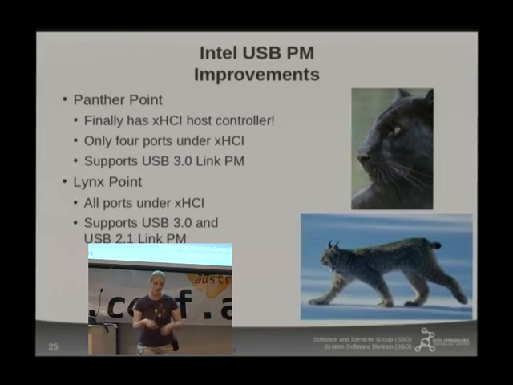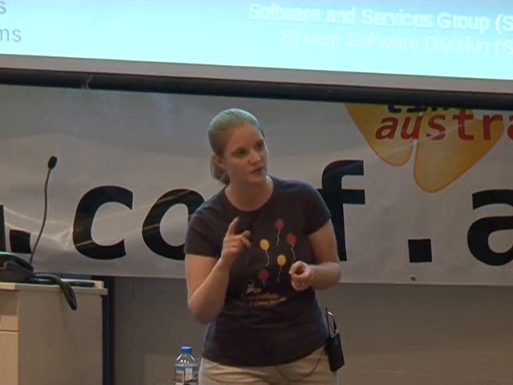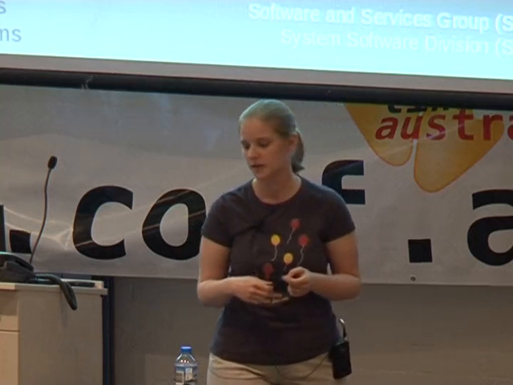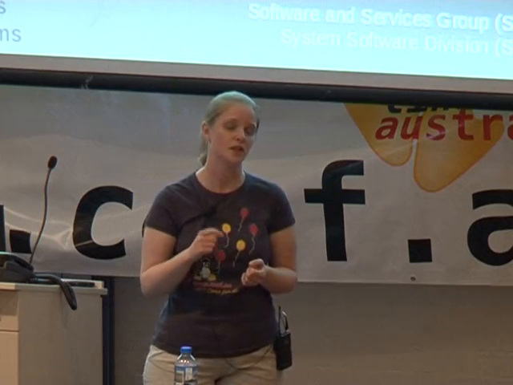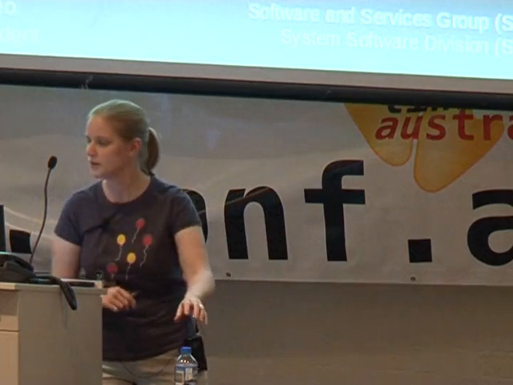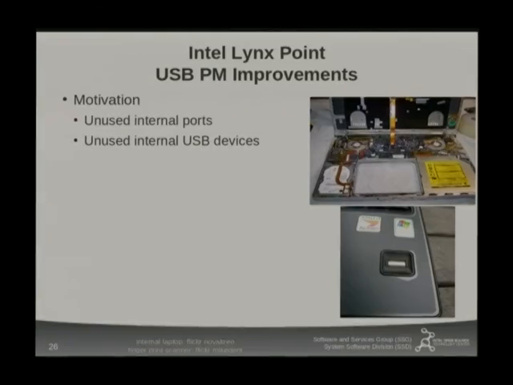With Lynx Point, all of the ports can be under the USB 3 host controller, XHCI. Since XHCI has a better architecture than EHCI, it actually doesn't touch the memory every time there's a USB transaction. It has some caching in it. So because you can have the ports under XHCI, even though they're USB 2 ports, you should get a little bit better power management. Lynx Point also supports USB 3 link power management and USB 2 link power management. It also includes this interesting, new, and kind of controversial USB power management feature.